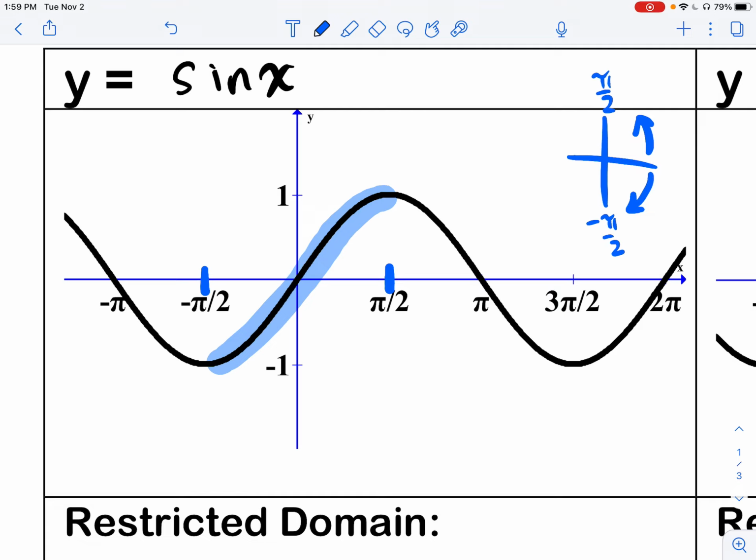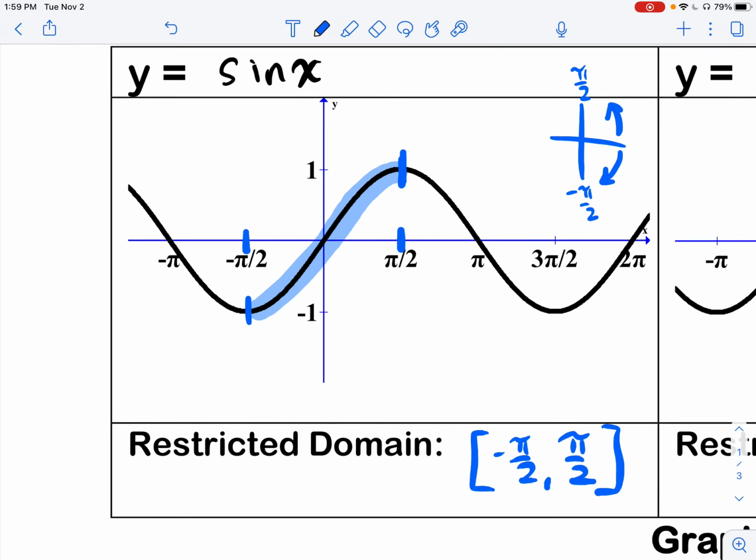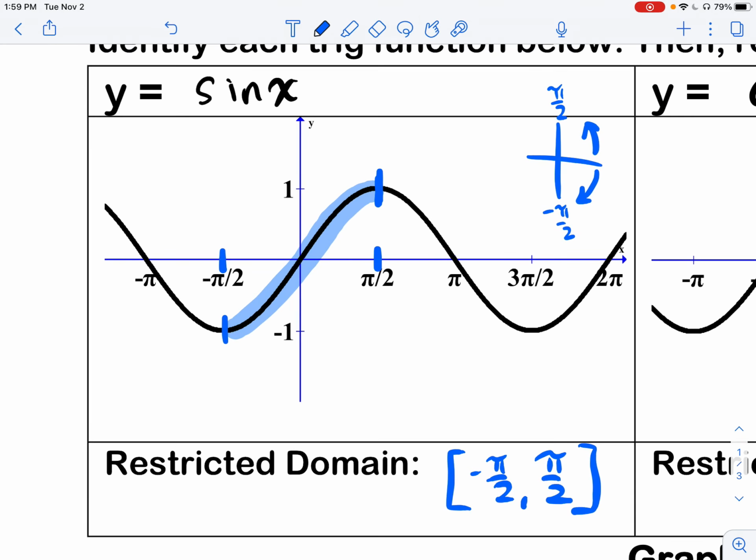So although we could restrict the domain in a number of places, typically sine's domain is restricted from negative pi over 2 to positive pi over 2, so that this function is 1 to 1. And again, it's mostly because now we're working with mostly acute angles from negative pi over 2 to positive pi over 2. So we would restrict the domain from negative pi over 2 to positive pi over 2. And we can include those angles as part of our restricted domain so that this function is 1 to 1.